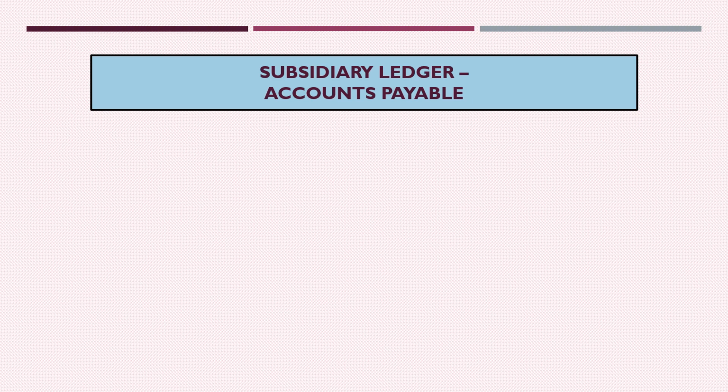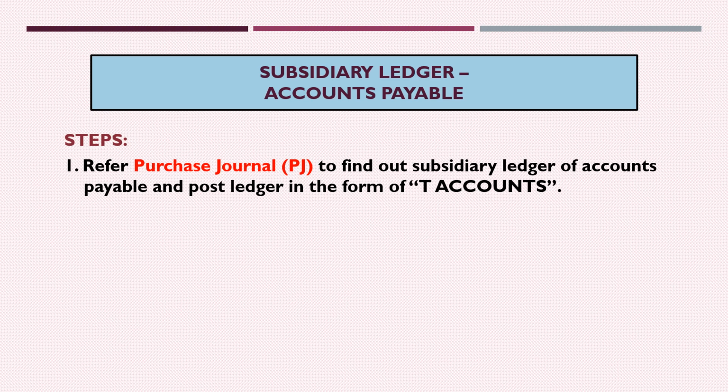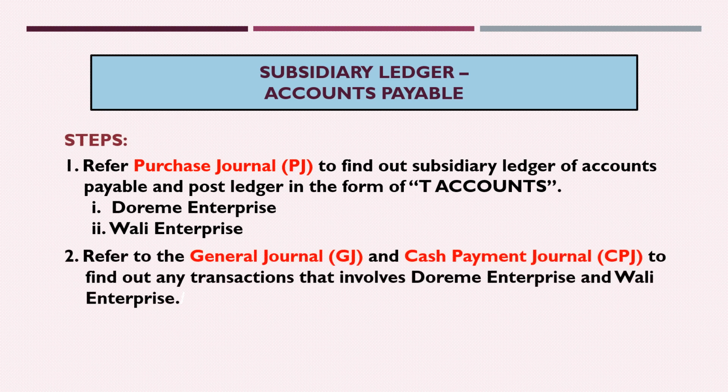Same goes to subsidiary ledger for accounts payable. First step, refer purchase journal to find out subsidiary ledger of accounts payable and post ledger in the form of T accounts. You will find out that the subsidiaries are Dani Enterprise and Wali Enterprise. The second step, refer to the General Journal and Cash Payment Journal to find out any transaction that involve Dani Enterprise and Wali Enterprise.